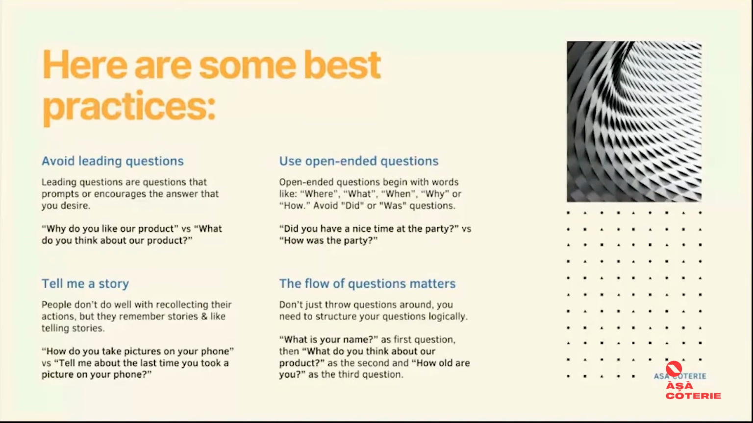So the last thing is that your flow matters. I'm looking at time, I don't want to go over time. The flow of your questions matters, right? Please don't just throw questions around. You need to structure your questions in a logical way, in a way that makes sense to people. You can't have number one, what's your name? Then number two, what do you think about our product? And then number three, how old are you?